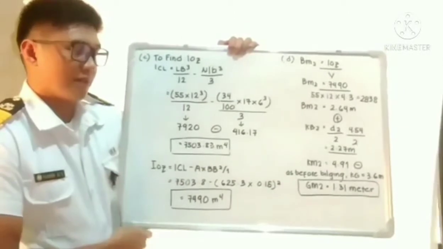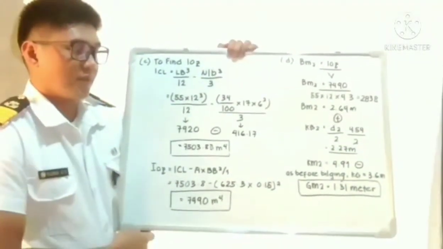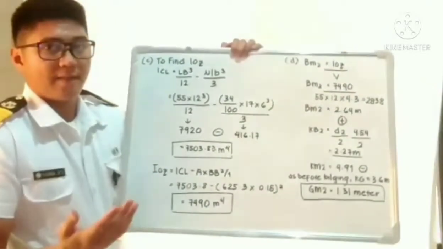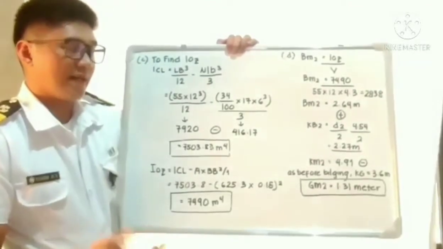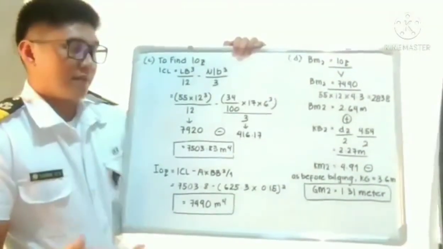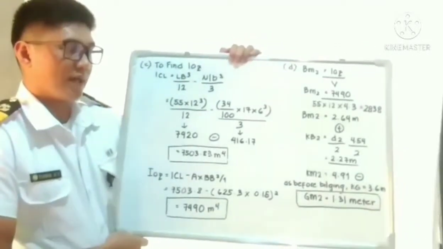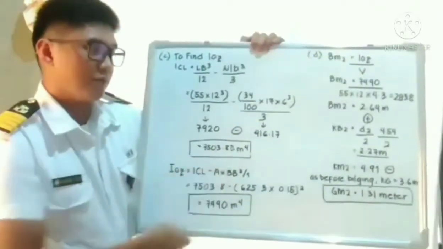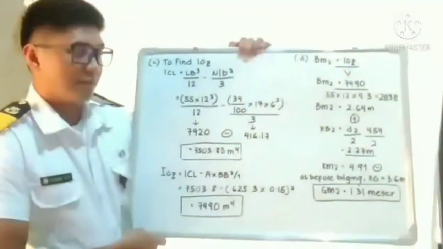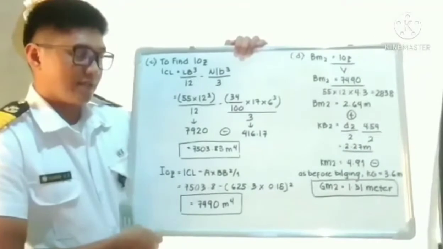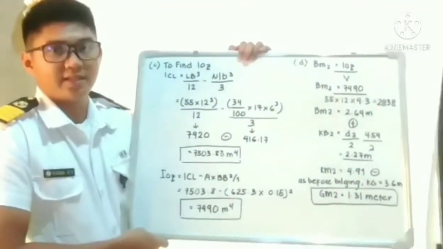And then, as before the flooding, KG is 3.6 meter. So to obtain the GM2, you have to subtract KG from KM2. So 4.91 minus 3.6, you have 1.31 meter, which is our metacentric height 2.